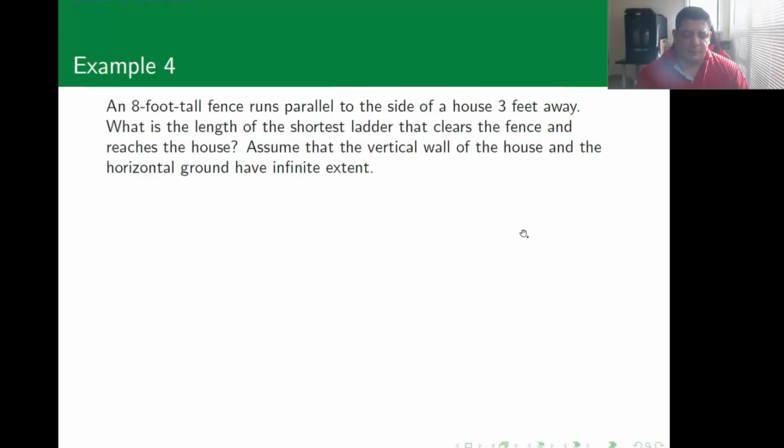So we're just running examples of how to work with optimization and certain objective functions. Now let's see what happens if we take an 8-foot tall fence that is going to run parallel to the side of a house 3 feet away. We want to know the length of the shortest ladder that can clear the fence and reach the house. As we want the shortest, here we want to minimize the size of the ladder.